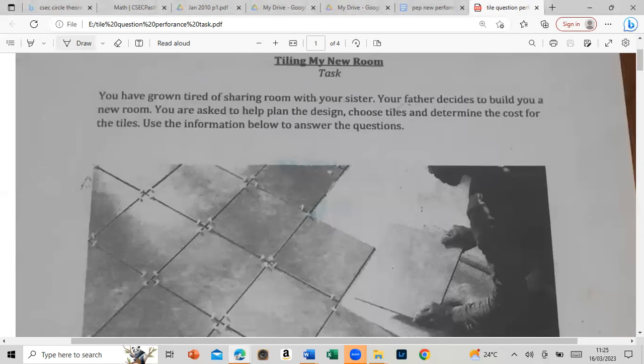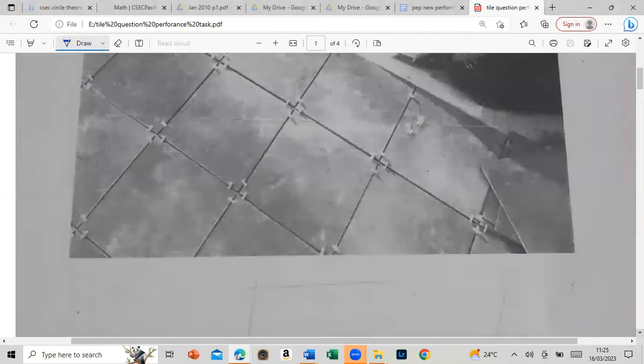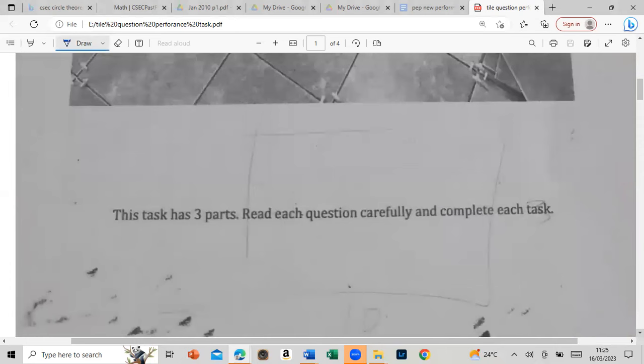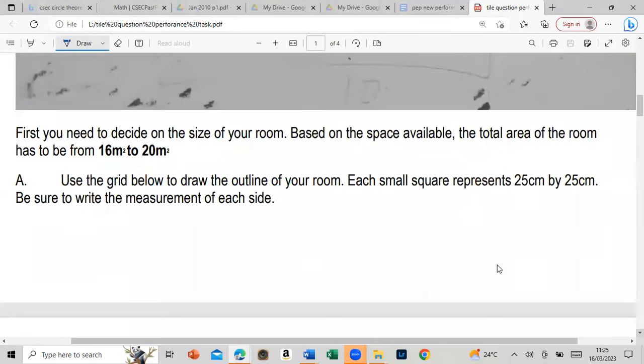Alright, so basically, that's the task. Let's see if we can complete it. It says this task has 3 parts. Read each question carefully and complete each task. So let's go. First, you need to decide the size of your room. Based on the space available, the total area of the room has to be from 16 meters to 20 meters. Now I'm going to choose 20 meters for this purpose. It's going to be 20 meters square.